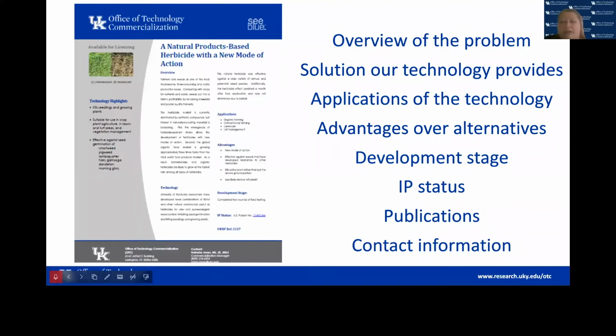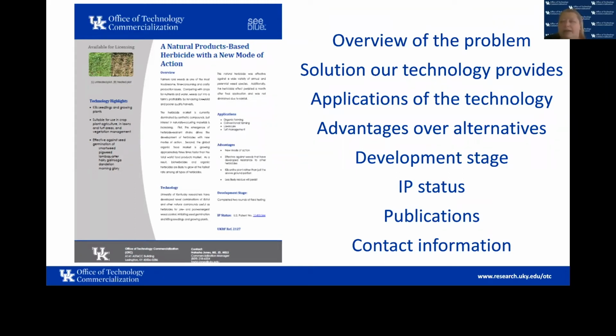Next, we explain how the UK technology can solve that problem. Here, we have a herbicide that has a new mode of action and was shown to be effective against a wide variety of weeds. Next, we list the applications of the technology, meaning the fields in which it could be used, and summarize the advantages the UK technology has over alternatives. We also state the technology stage of development, such as having conducted field trials in this example of the herbicide. Depending on the technology, other stages of development could be that it was tested in mouse models, that there's a beta version of software, or that a pilot plant is in operation.